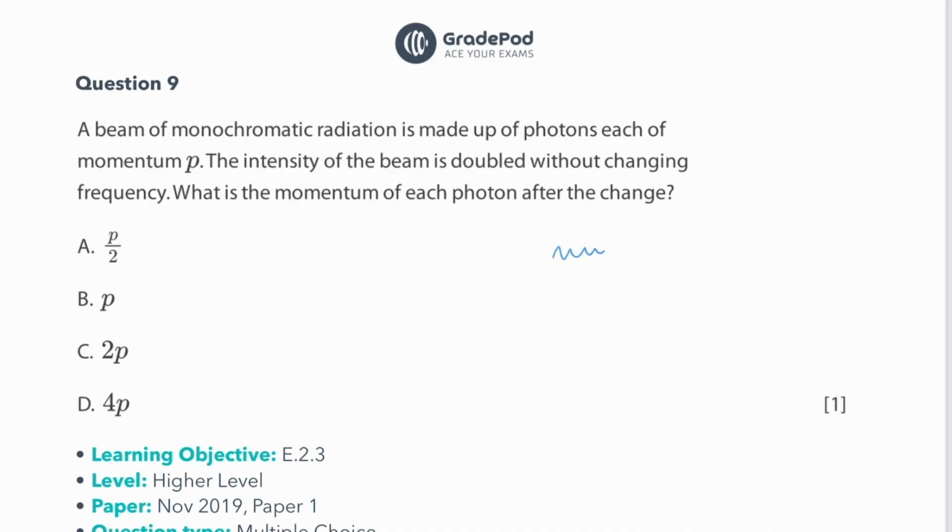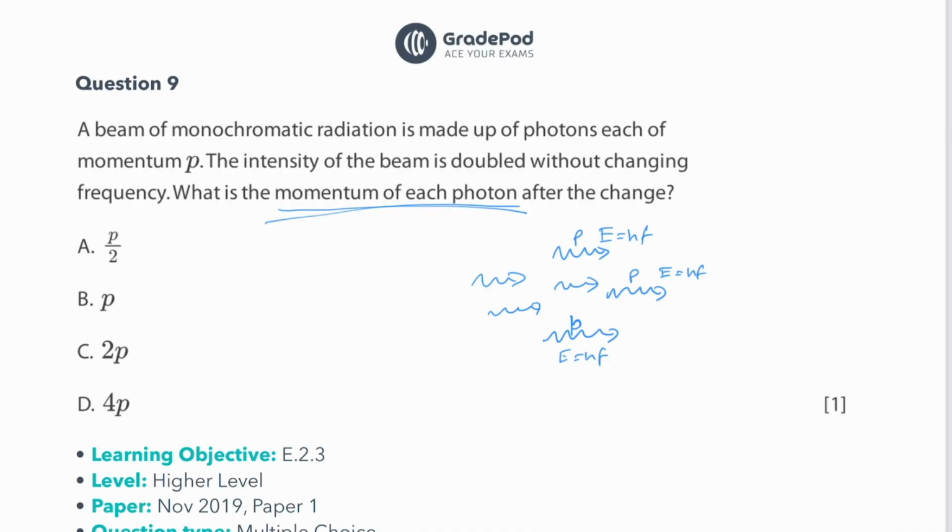So we've got lots of little photons, each of momentum p. And they've got energy E equals hf. They all have the same energy and the same momentum. Great. The intensity of the beam is doubled without changing the frequency. Okay, so they've doubled it by adding more photons. What is the momentum of each photon after the change?